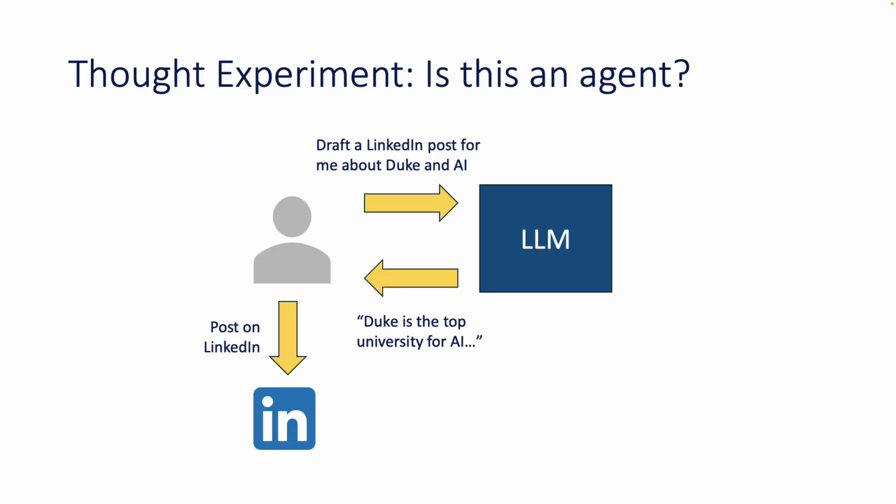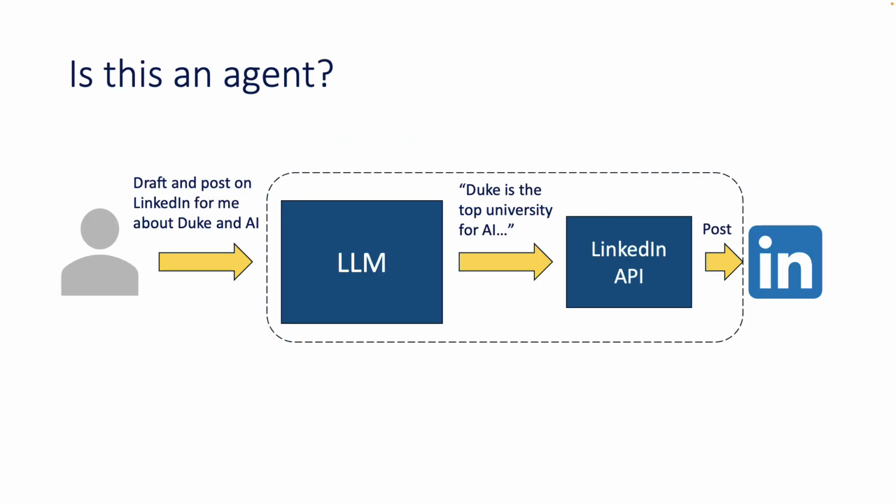All right, so here's our thought experiment. You as a user are going to draft a LinkedIn post about Duke and AI. You send this prompt, maybe some context, to an LLM. The LLM is going to return it. Duke University is a top university for AI, right? You take that output, you then do the perhaps dubious act of posting this on LinkedIn. Now, is this an agent? I'd argue no, this is not an agent. You took all the steps. You were essentially having AI help you build a LinkedIn post.